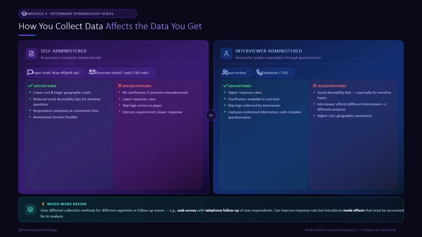A mixed mode design, say a web survey with telephone follow-up of non-responders, can lift response rates but introduces mode effects you must account for in analysis. Match the mode to your population, budget, and the sensitivity of your questions.